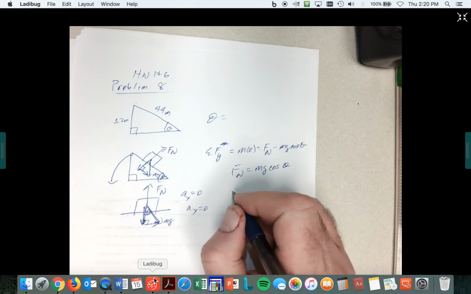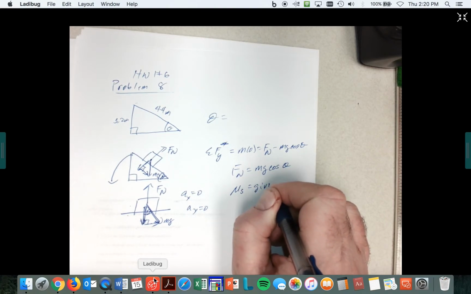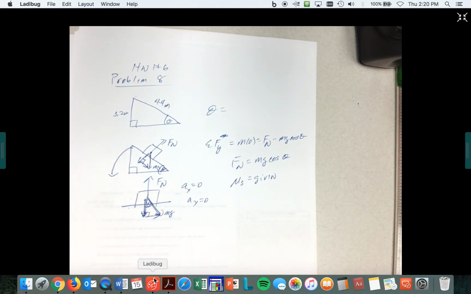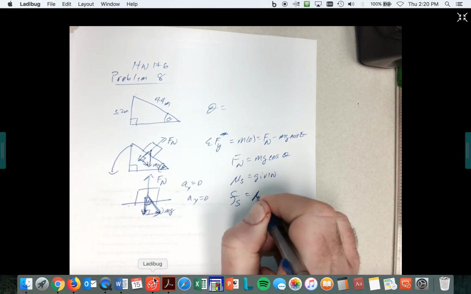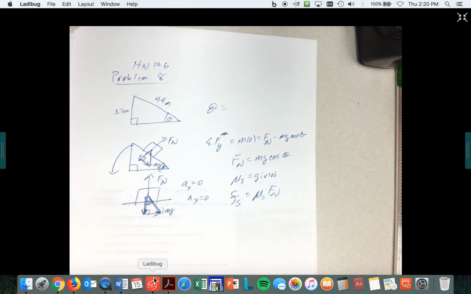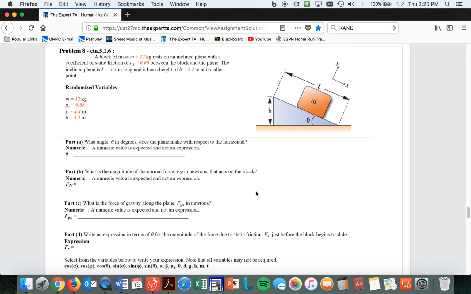Now they told us what mu of s was. This was given. So now I know the answer. There you go, we got that one answered. Oh, they wanted the magnitude. Well, we got that too.